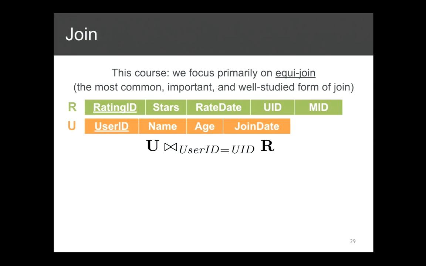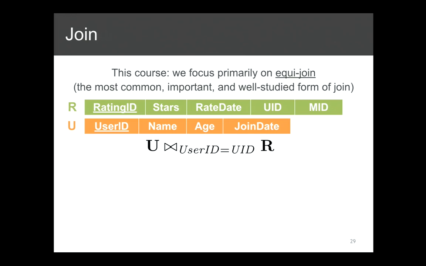Equijoins are the most common form of joins, and they're the most important, typically because your database schema, when you do normalization, like Boyce-Codd normal form, fifth normal form, fourth normal form, you basically have key foreign key constraints or something of that sort that does an equality predicate. Like in our Netflix example over here, you have this R and U, and then you have this equality condition, user ID equals UID. So it's an equijoin.